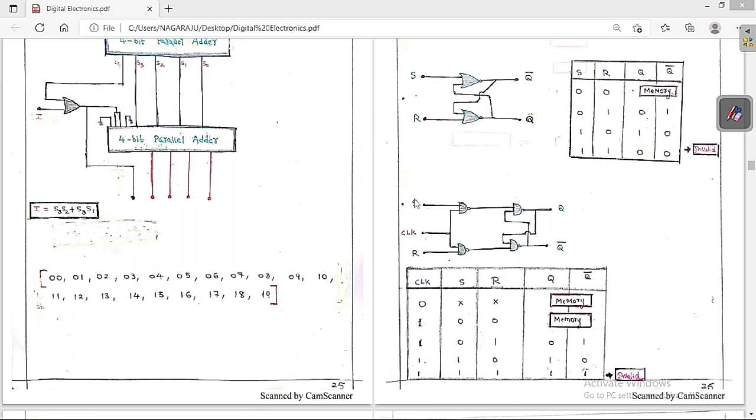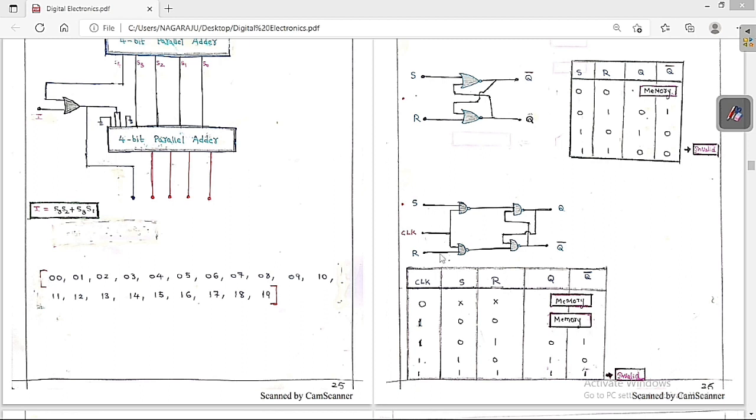If S is equal to 0 and R is equal to 0, what is going to happen? If this is 0, this is 1. 0 into 1 is 0, 0 bar is equal to 1, so this is 1. Here also 0 into 1 is 0, 0 bar is also 1. So both are 1, and this is again a memory state, which we have just learned.